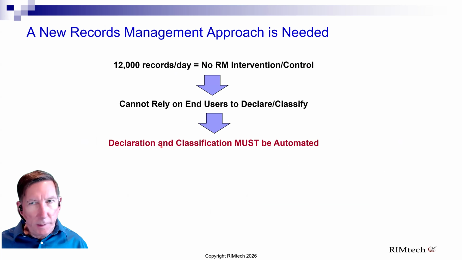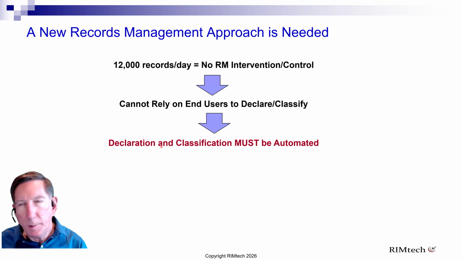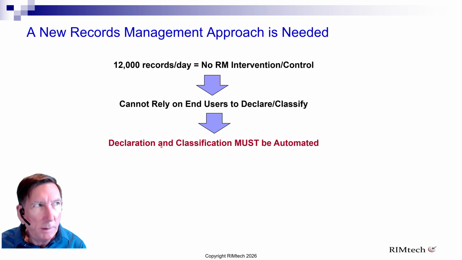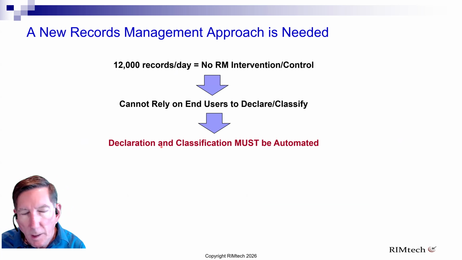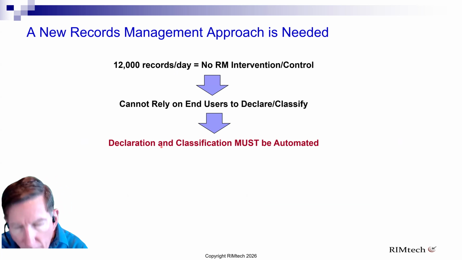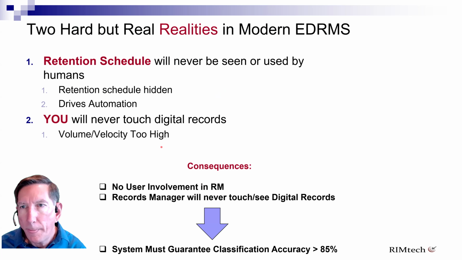So what does this mean? Well, if that's true, then it means that we have 12,000 records a day, but no records intervention is possible. It's impossible. And we can't rely on the users to do this, so that only leads to one conclusion. We have to automate it. And automation does not mean AI. Automation means we're going to use the software for its intended purpose to deliver us a guarantee of 85% classification or higher. So we're now on the automation path.